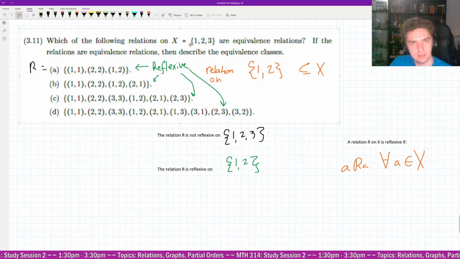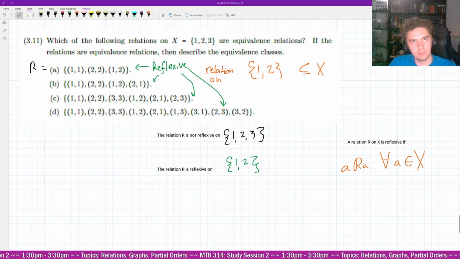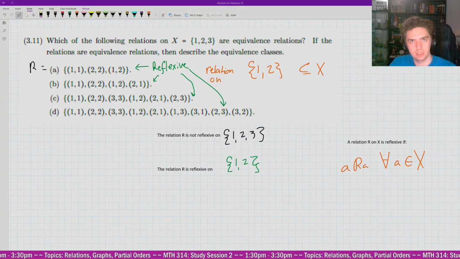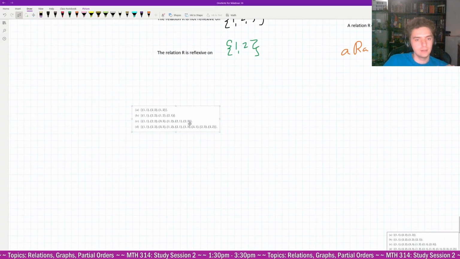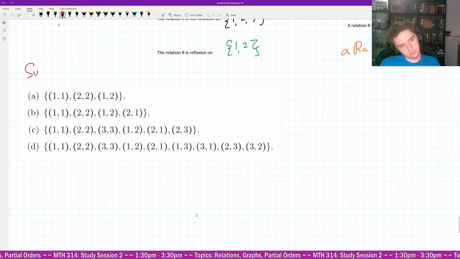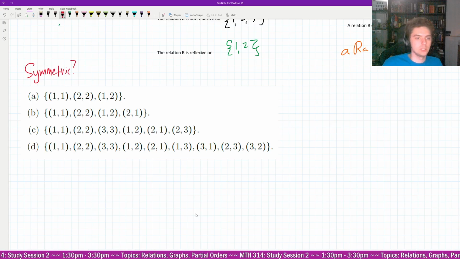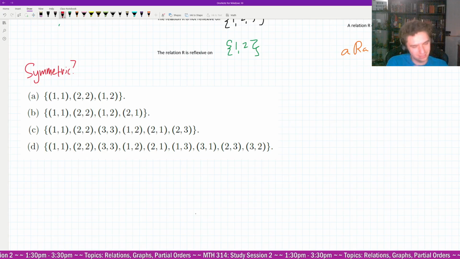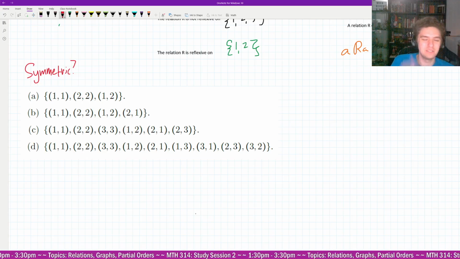I don't want to make it too messy, so I'm just going to copy all of them again. Now, symmetric. That means if you have 1, 1, you have 1. Well, okay, that's not a good example. That means if you have 1, 2, you have 2, 1.